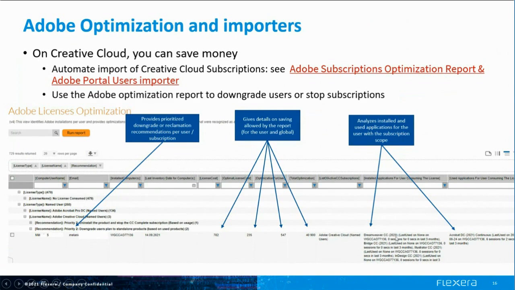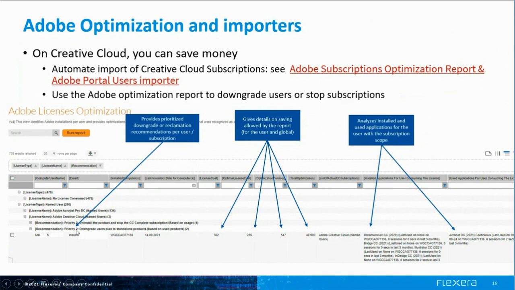So probably 15 applications have been installed. Only one is really used, Acrobat DC, and the report, because it's able to catch the data in all the tables and roll up the data, will tell you, yeah, this person has today an active consumption for Creative Cloud, but you should downgrade the user's plan to a standalone product based on usage. So this is a priority 2.